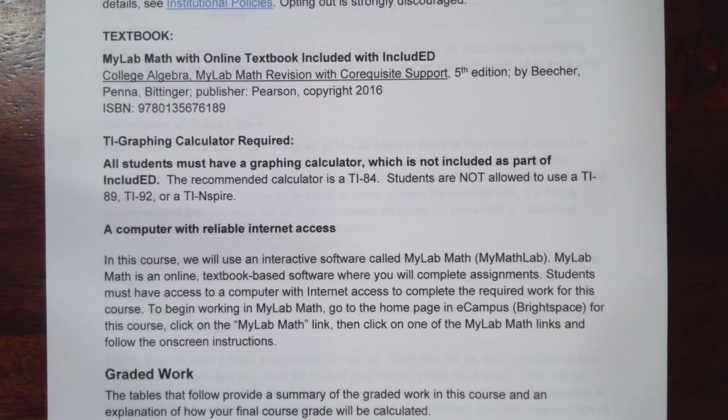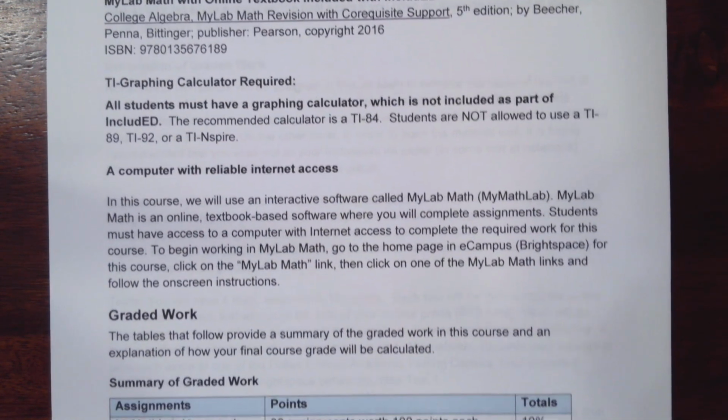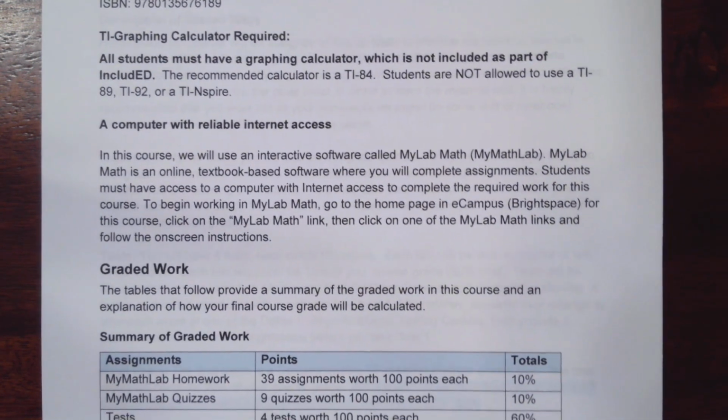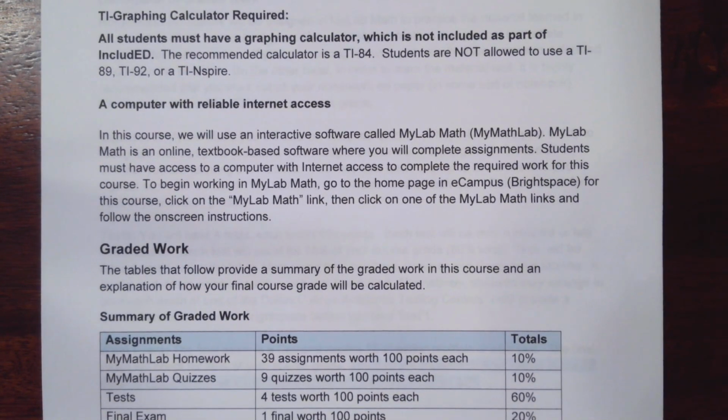So hopefully you have one, or you can borrow one from a friend or someone, or if you're going to be taking a lot of other math courses like the calculus sequence, you're going to want to have a nice calculator of your own. But you can also get pretty nice calculators that are used online. So normally the new calculators are $100 or so.